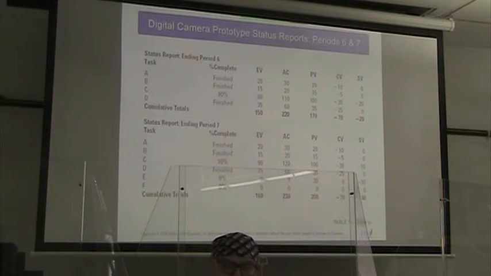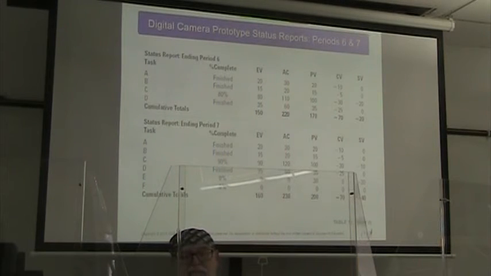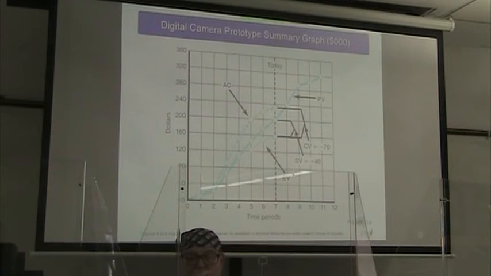At the end of period 7, our cumulative earned value is $160,000. The actual cost is $230,000. Planned value is $200,000. So our cost variance is still at a negative $70,000, and our schedule variance has gotten even worse and gone to a negative $40,000. All right, so we assume that brings us up to date to the end of period 7.